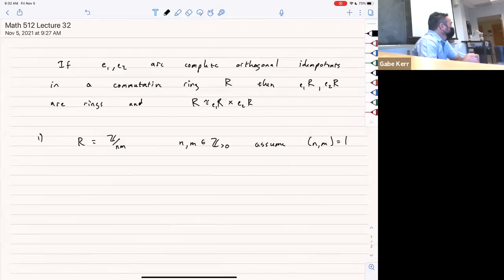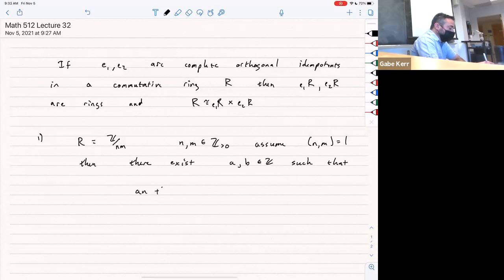Well, one thing we know in this case is a theorem that allows us to find integers, say A and B. There exist A and B, which are just integers, such that A times N plus B times M equals 1. That's the greatest common divisor.